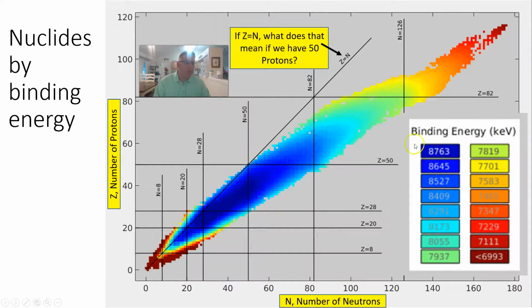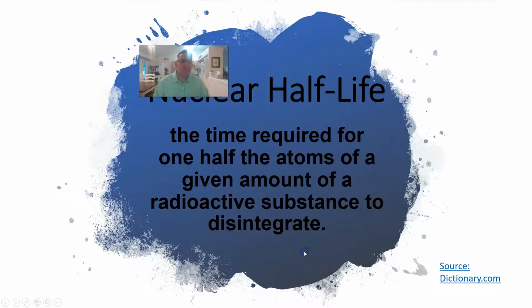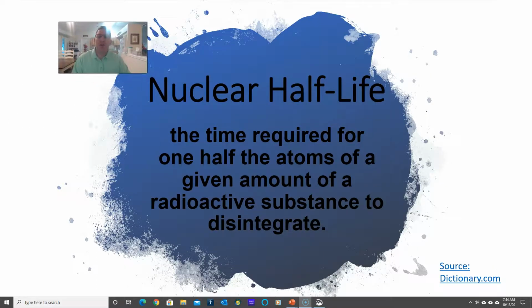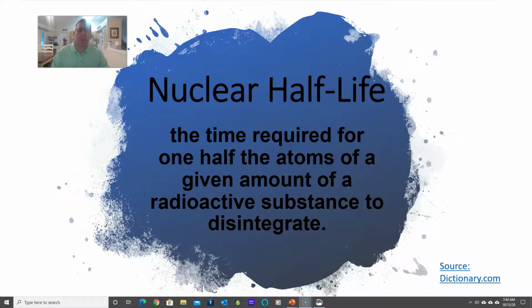Okay, and once again, here's our binding energy expanded, just a little bit easier to see. Okay, and so now nuclear half-life. What is nuclear half-life? That is the time required for half of your substance, or half of your atoms of a given amount of substance, to disintegrate, or to split apart, through alpha particles or beta or whatever, half of the time that it takes for it to split and become something different.